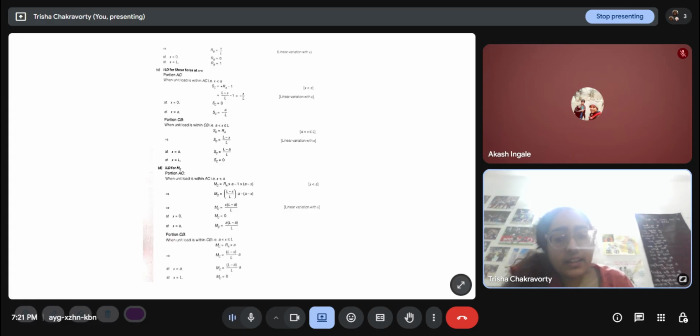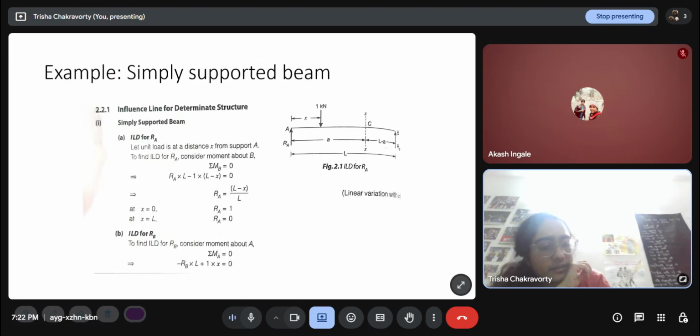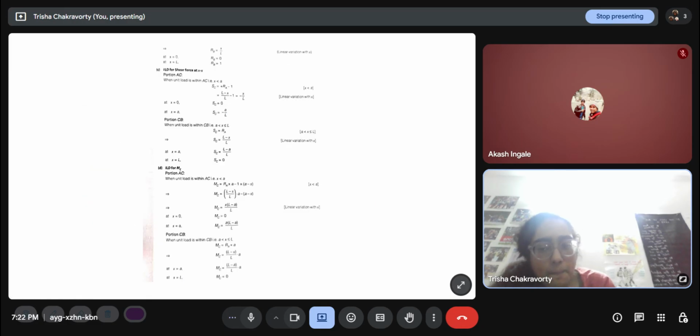So portion AC, when unit load is within AC, that is x less than a, SC is plus RA minus 1, because plus RA and minus 1 follow the sign convention of shear force. So left up is positive and right down is positive. Now the RA expression I already know in terms of x. So SC is (L minus x) by L minus 1. So it's overall minus x by L. It is a linear variation with x again.